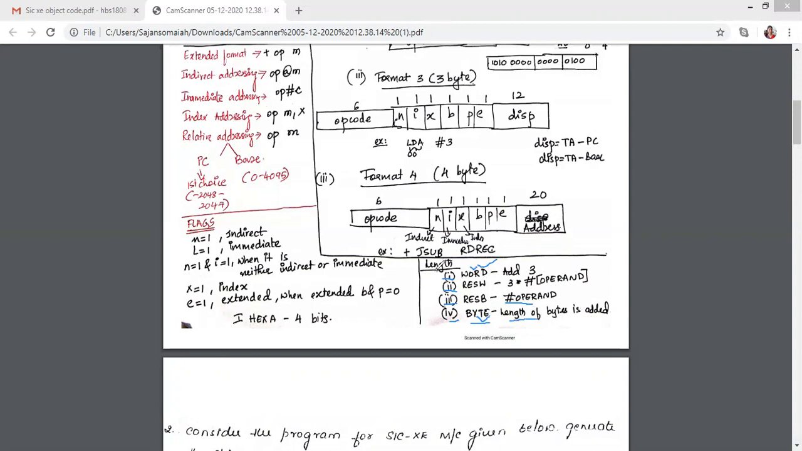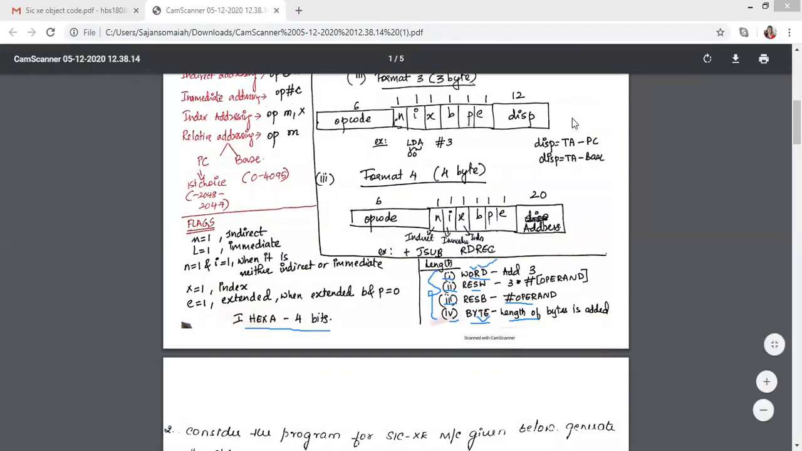So don't worry about this. I'll be solving problems on each one of these, so you don't have to worry. Word and reserved word is already shown to you in the previous video. I'll be showing you reserved byte and byte in some other examples. And if you remember, 1 hexa is always 4 bits. So let us proceed with the problem.